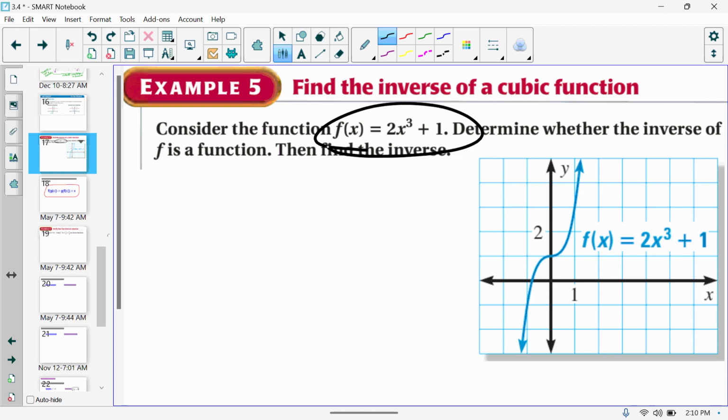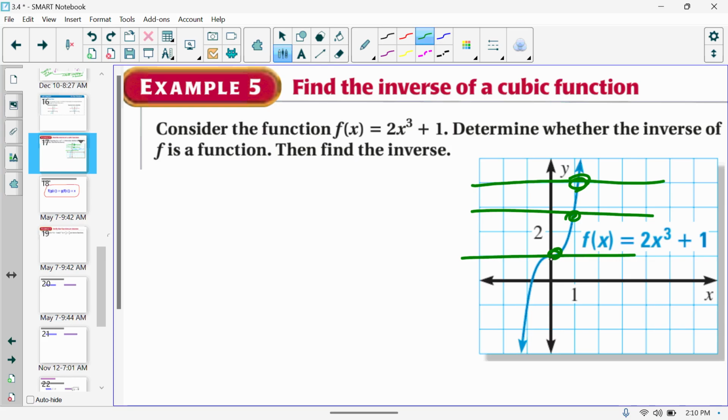So this thing is a function because it passes the vertical line test, only touching it once every time I draw a vertical line. But the question is, would its inverse be a function? That means we have to check, does it pass the horizontal line test? If I draw a horizontal line, as long as it only touches the graph once at any point, and it does, then it's good.